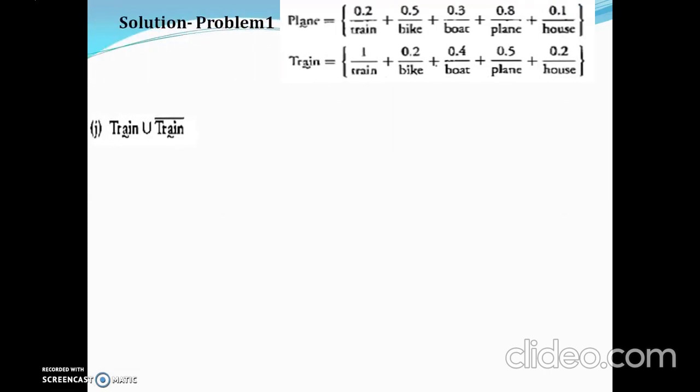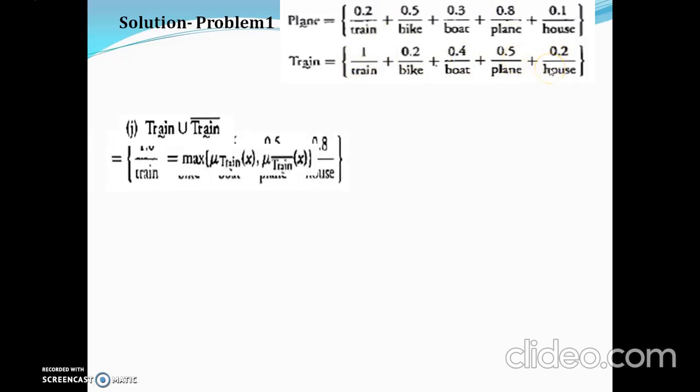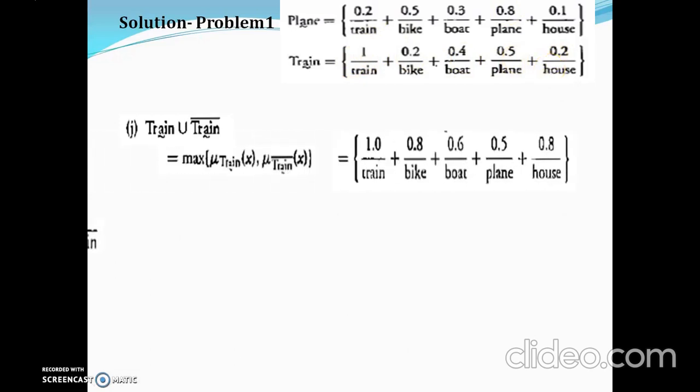Next question. Take the train union train complement. So train is here, train complement is 1 minus 1, 0. So take the maximum value: 1, 0.8, 0.6, 0.5 and 0.8. Take the intersection, we have to prefer the minimum value. So here it will be 0, 0.2, 0.4, 0.5 and 0.2.